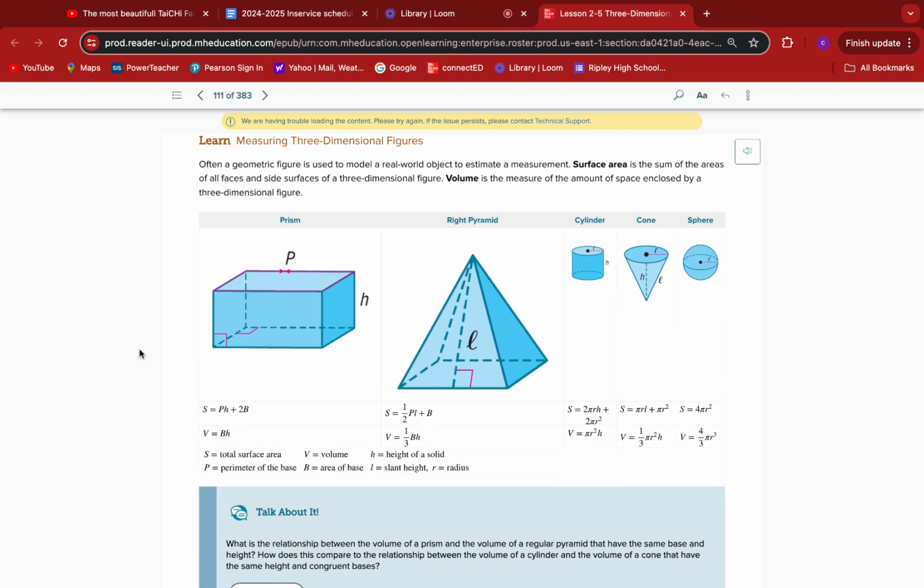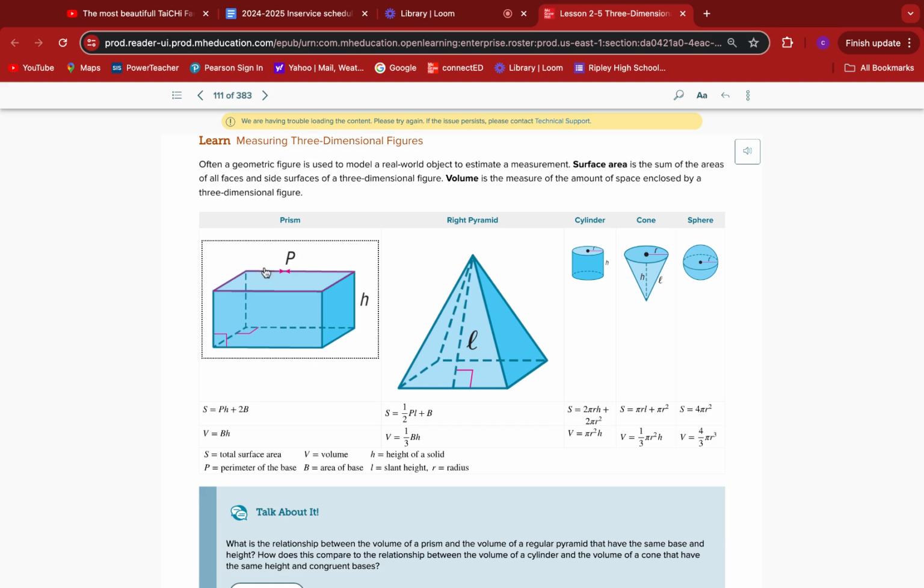Okay, moving on. Okay, here we go. Getting to the formulas for surface area and volume. S stands for surface area, V for volume. Now, some things to be aware of. P is perimeter of the base.